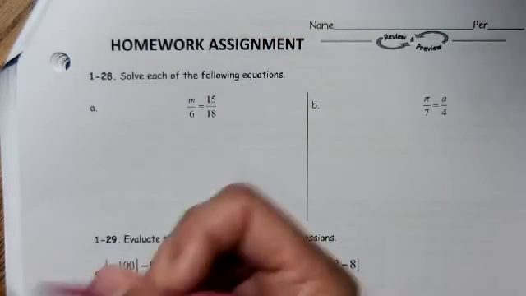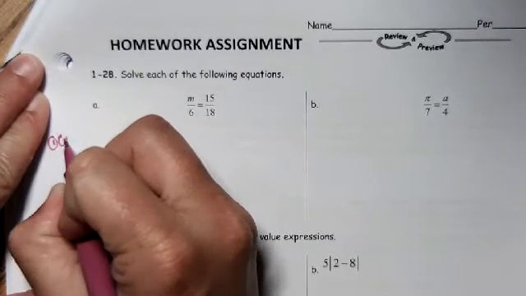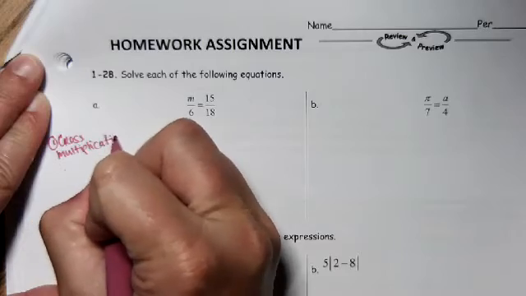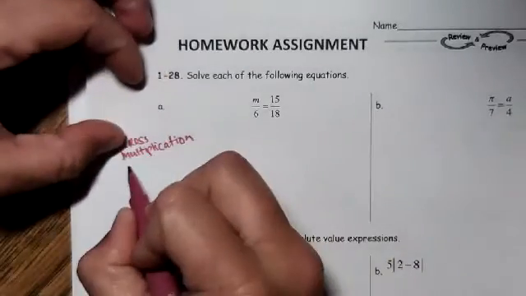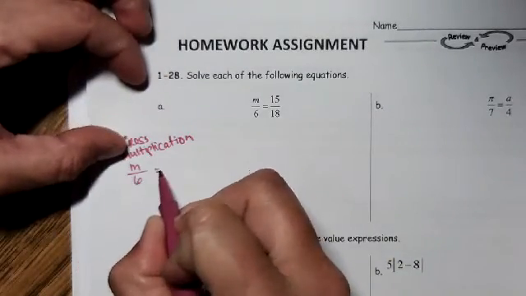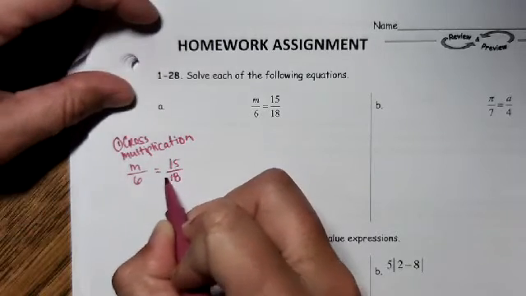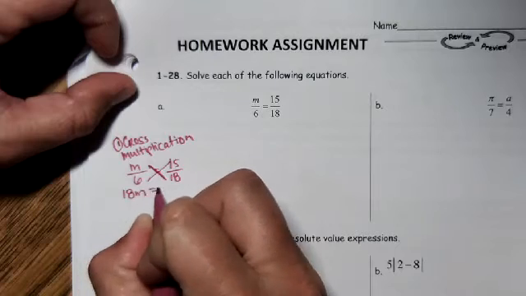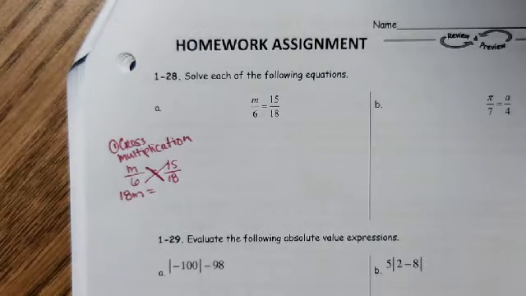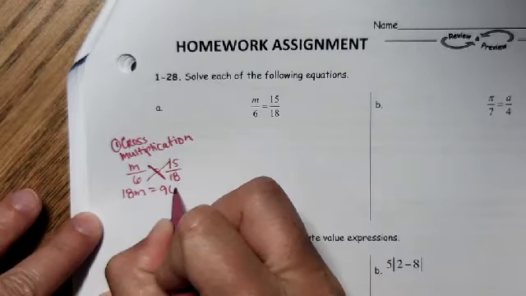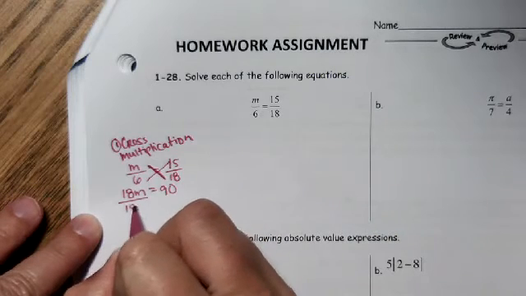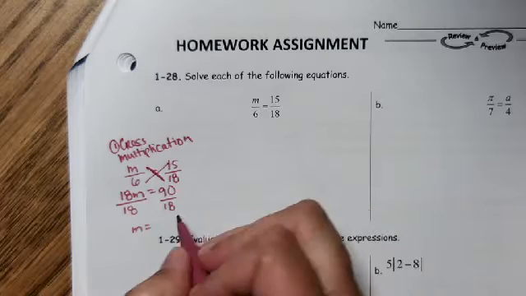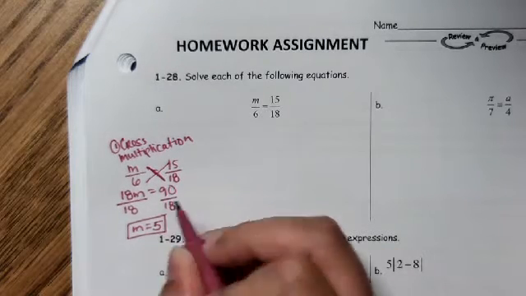So the first way I'm going to show you is using cross multiplication. So what that would be is M over 6 equals 15 over 18. You would cross 18 times M is 18M. 6 times 15 is 90. And then you would divide that. So M equals 5. So that's the first way to do that.